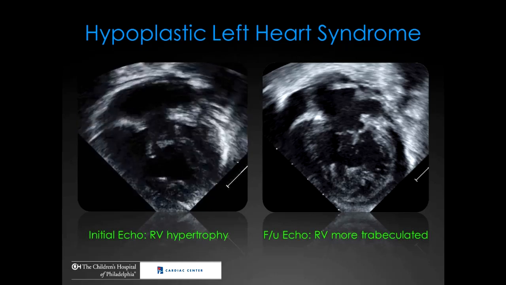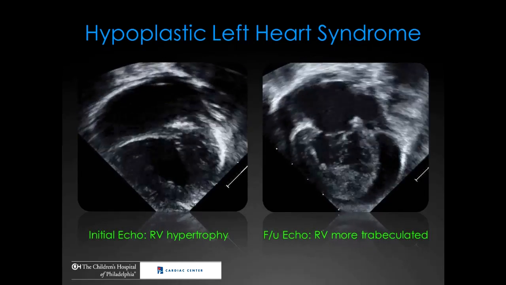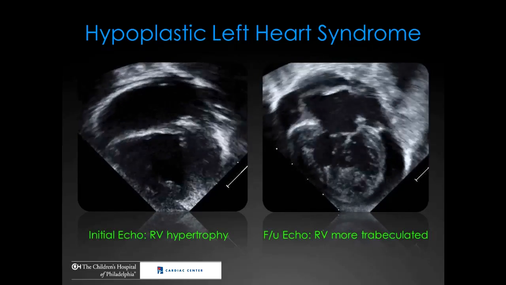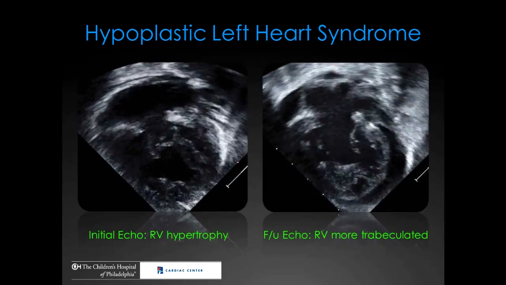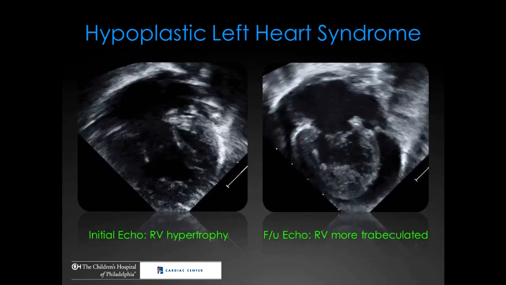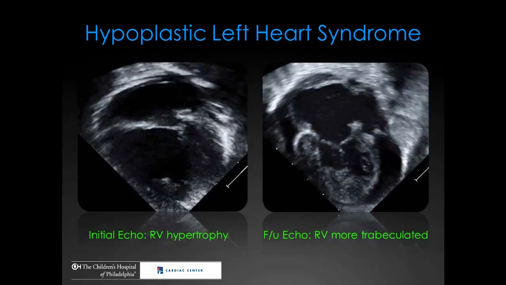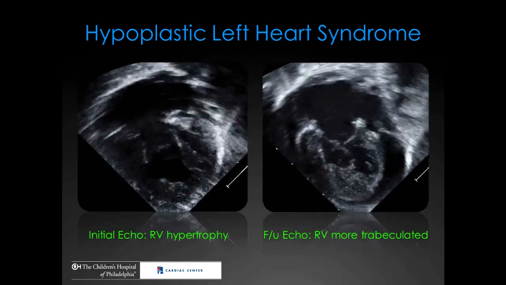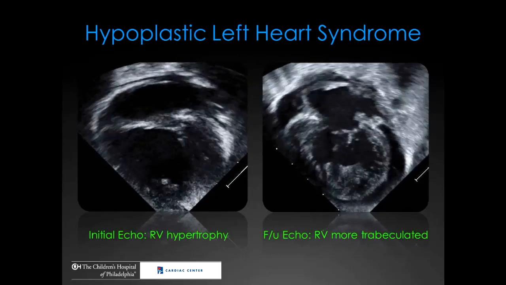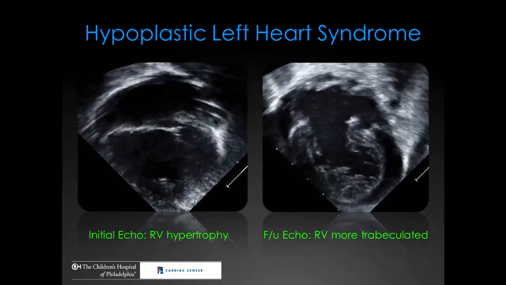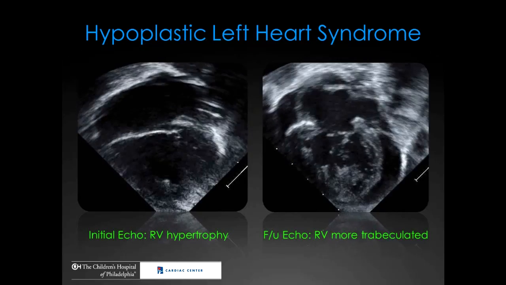And here is one of our patients who has hypoplastic left heart syndrome. So the entire ventricle you're seeing there is the right ventricle. This patient essentially does not have a left ventricle. You can see on the initial echo after birth that there is some right ventricular hypertrophy, but the patient goes on to develop a more trabeculated right ventricle within 3 months after the initial operation. This patient also has a pericardial effusion that's unrelated, but you can see the trabeculations at the apex of the heart.